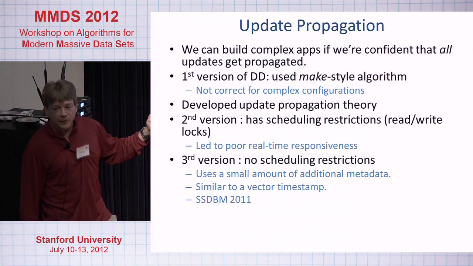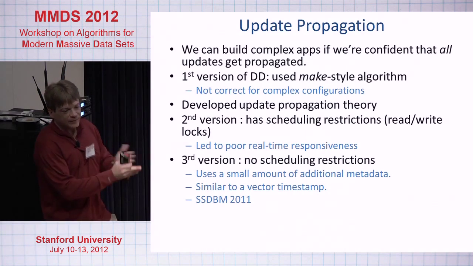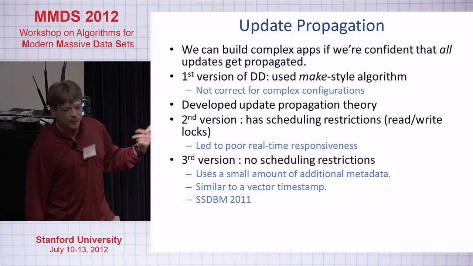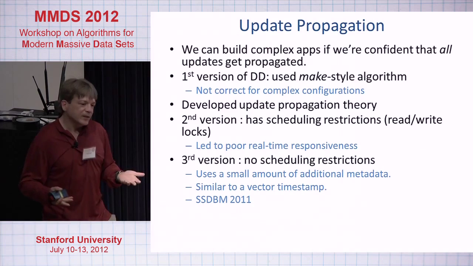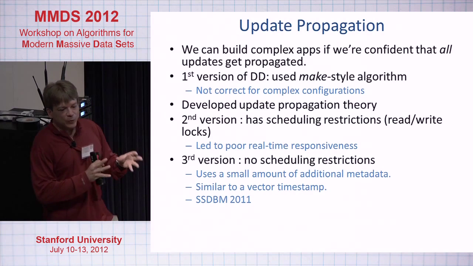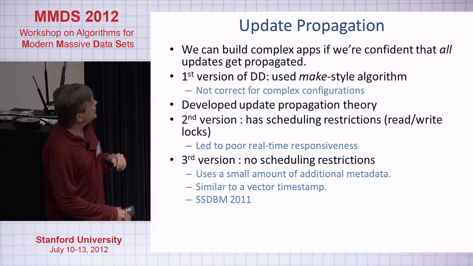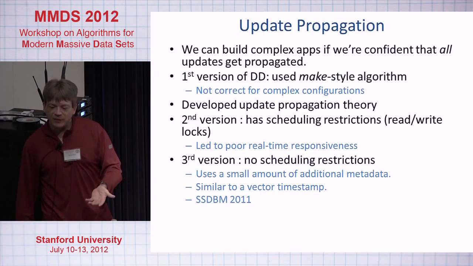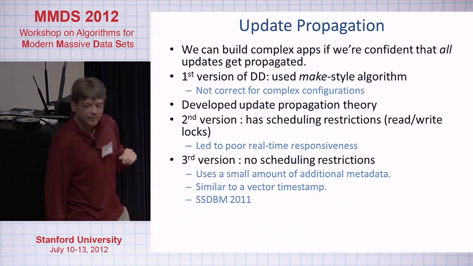Remember, I'm using multi-version concurrency control so that I can do reads and writes at the same time, on different versions. It uses a small amount of additional metadata on a per partition basis. This is important because we have thousands or millions of partitions in our system, and we don't want to overburden it. You do need some sort of strong consistency on your metadata management. It uses a technique which is similar to a vector timestamp. In distributed computing, vector timestamps carry dependency information. And this is a paper in SSDBM 2011.